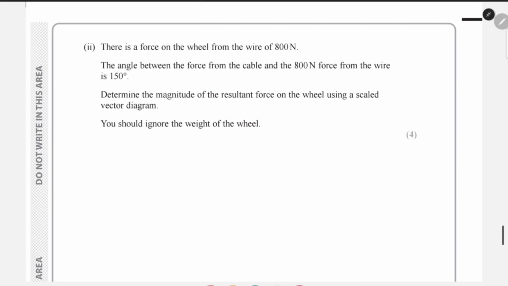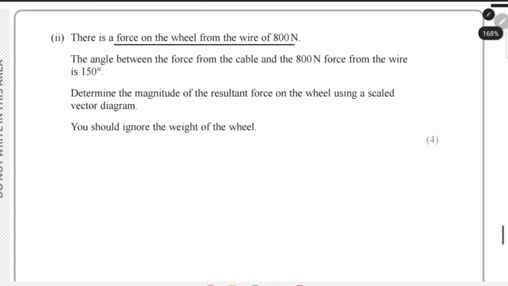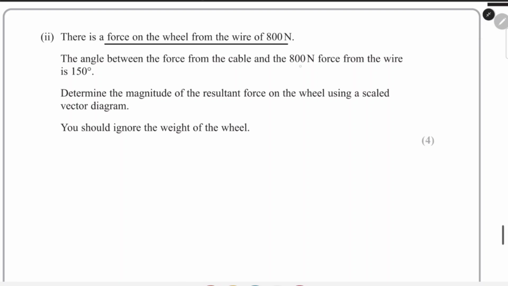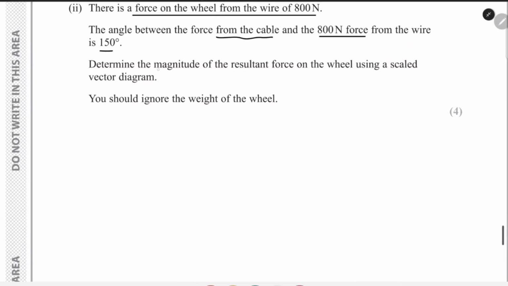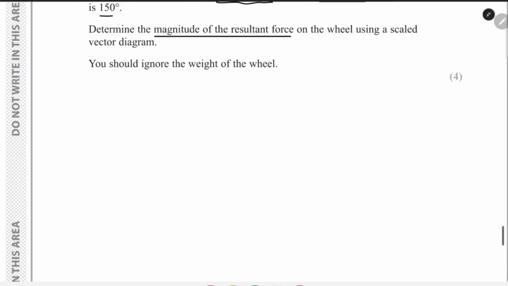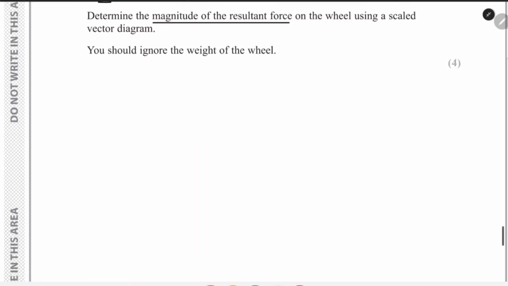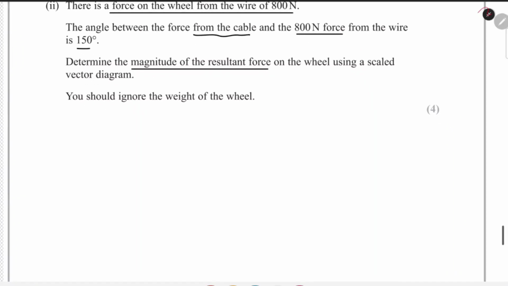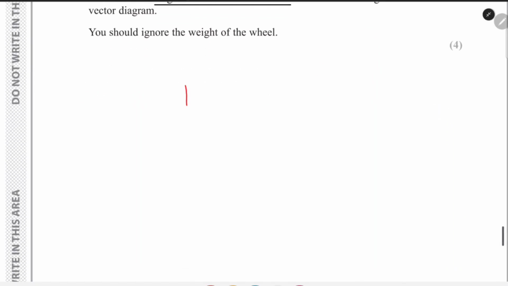Now moving to part 2, we are given that there's a force on the wheel from the wearer of 800 newtons, and the angle between the force from the cable and the 800 newton force is 150 degrees. We have to determine the magnitude of the resultant force using a scale vector diagram. So in this case, you need to use your ruler over here. The force from the wearer is vertically downward. I'd suggest you draw an 8 centimeter line for this.